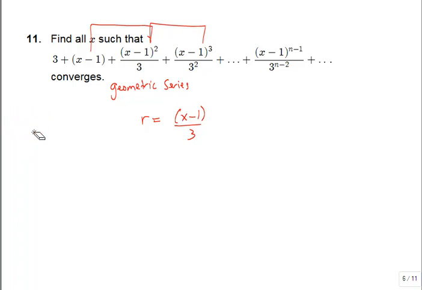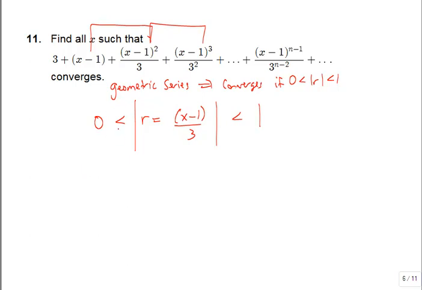Now what we need to know is, if it is geometric, which we just identified that it is, then that geometric series will only converge if your r in absolute value is bigger than 0 and less than 1. So if our r is x minus 1 over 3, then we need that in absolute value to be greater than 0 and at the same time be less than 1. So let's split this up into our two different options.